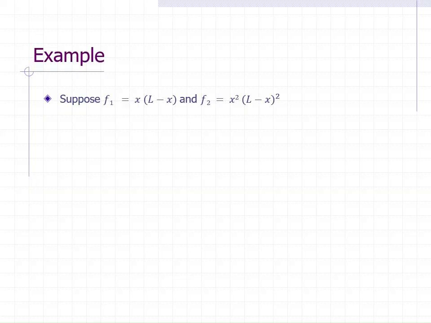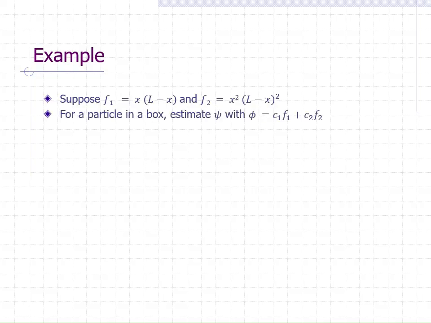Now let's walk through a specific example of the linear variational method. Suppose we choose two basis functions: f sub 1 equals x times (L minus x), and f sub 2 equals the square of f sub 1. For a particle in a box of length L, note that both basis functions obey the boundary conditions for the problem. They go to 0 at x equals 0 and at x equals L.